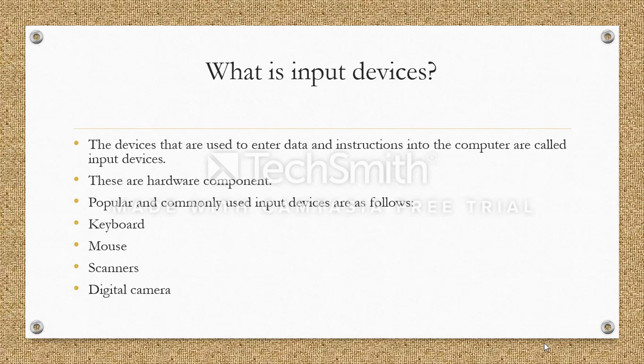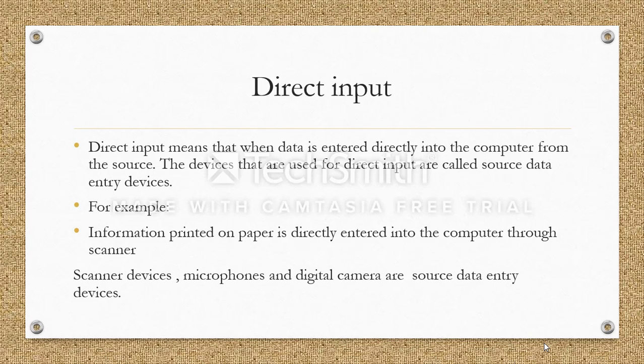What are input devices? The devices that are used to enter data and instructions into the computer are called input devices. These are hardware components. Popular and commonly used input devices are as follows: keyboard, mouse, scanners, digital cameras.